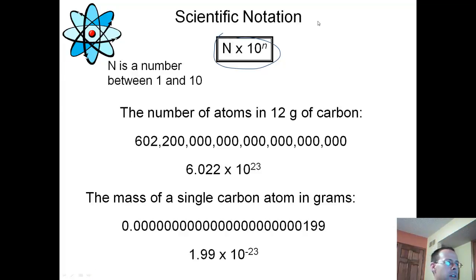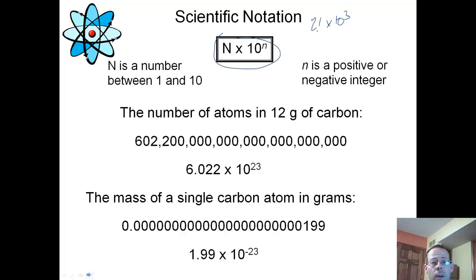So you're never going to see scientific notation looking like this: 21 times 10 to the second. That is not really scientific notation. How come? Because 21 is not a number between 1 and 10. We would put a 1 here and change this to a 3. And then lowercase n is either a positive or negative integer, so a whole number. We don't put 2.15 times 10 to the 1.5.